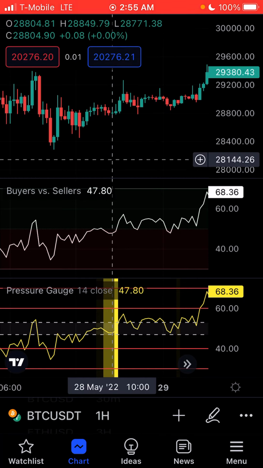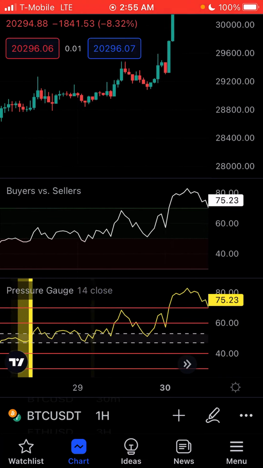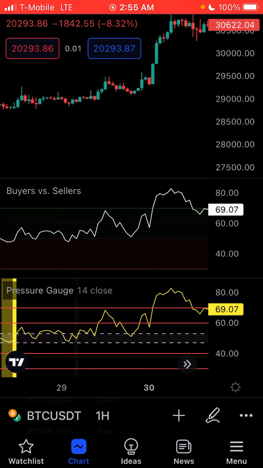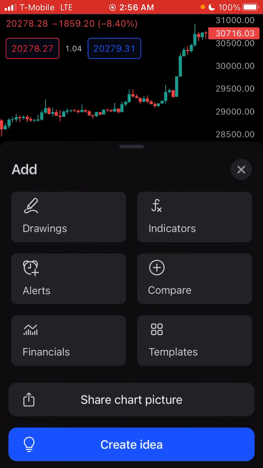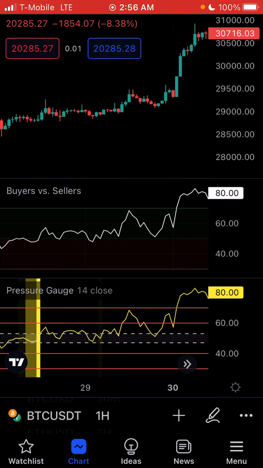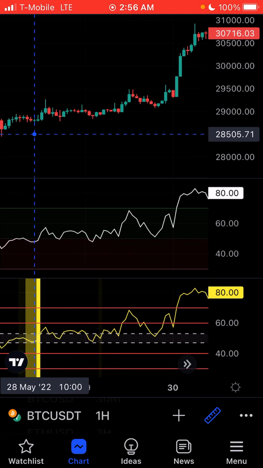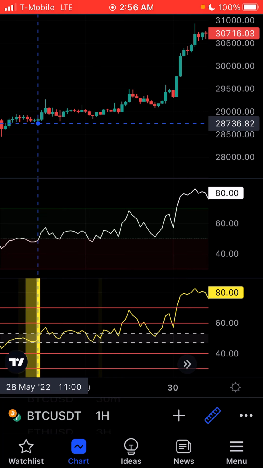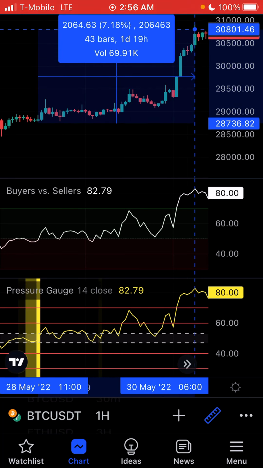So where is the white line touching during the pressure gauge? It is in the red. So what happens after that moment? Here, look at that. Let's see how much gains this would be. So from like here all the way up here, about 7% in gains.